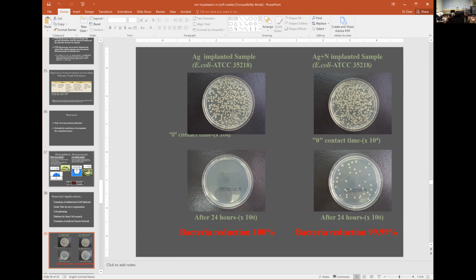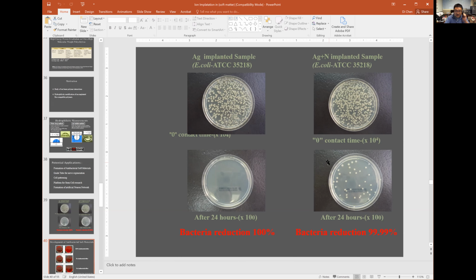Right. Then on the fourth quadrant, the figure on the left bottom is showing that after 24 hours, all the E. coli die. Somehow that indicates the silver has antibacterial properties, and so on. So these are quite interesting.